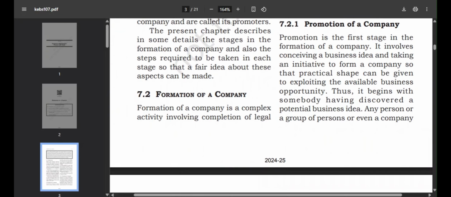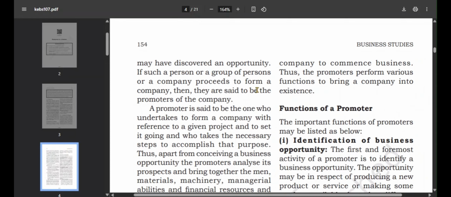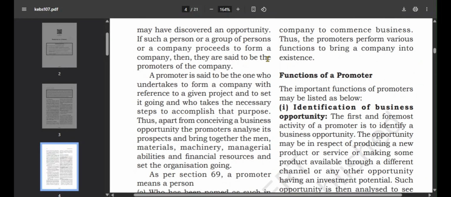So basically what happens in this is you have your promoters. What is a promoter? A promoter is said to be the one who undertakes to form a company, means he himself or herself takes the responsibility to form a company with reference to a given project and to set it going, and who takes the steps to accomplish the purpose of starting up the company.